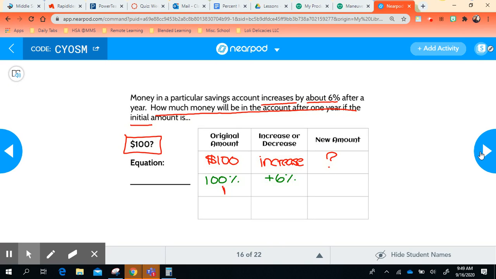Now we're going to turn that into a decimal. So what's 6% as a decimal? 0.06. Remember, it's moving over the decimal twice. So we're doing plus 0.06. So we're trying to keep in our heads what everything means to us. Okay, so this is not the tricky part. It's just going to be brand new.